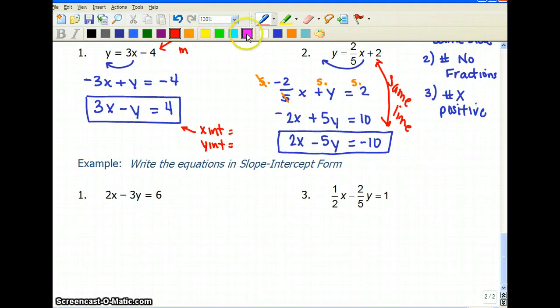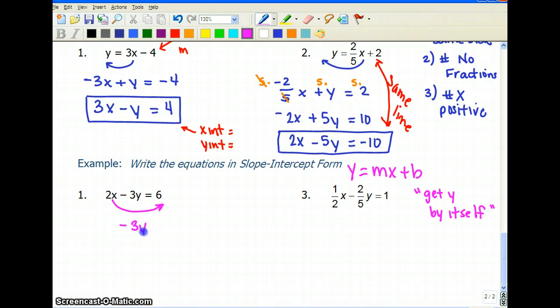Now they make you go the other way sometimes. So slope-intercept form is y equals mx plus b. So you basically want to get y by itself. So if we want to get y by itself, we're going to move the 2x over to this side. So negative 3y equals negative 2x plus 6. Notice I put the x part in the front every time because that's where the mx always goes. Now I'm going to divide by negative 3. And I do these all separately because I want these m and b to be separated. So these cancel, and I get y equals positive 2/3 x minus 2.